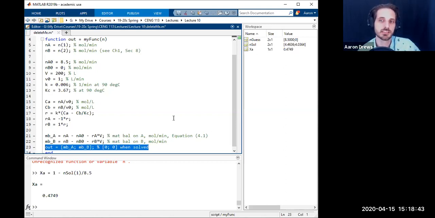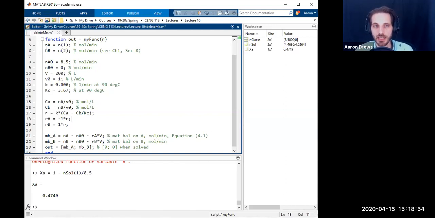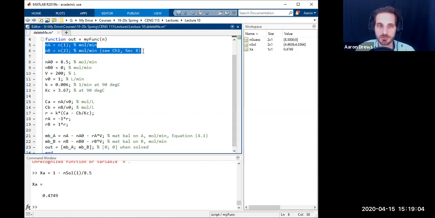Is there a reason I didn't include calculating XA in the script? Yes, because I wanted to make it actually easier in the sense that I don't actually need conversion because I have asked MATLAB to solve for both of the molar flow rates simultaneously. And so I essentially have access to those, right? I'm guessing those values until the material balances are solved. Then the code that I need underneath that is much more simplified.